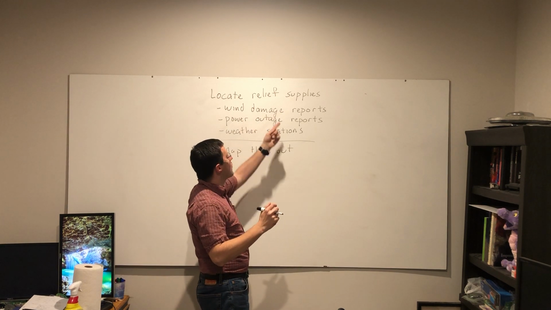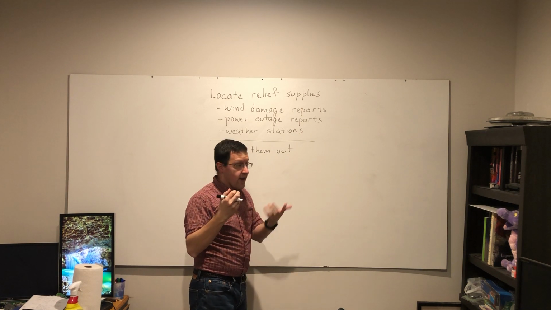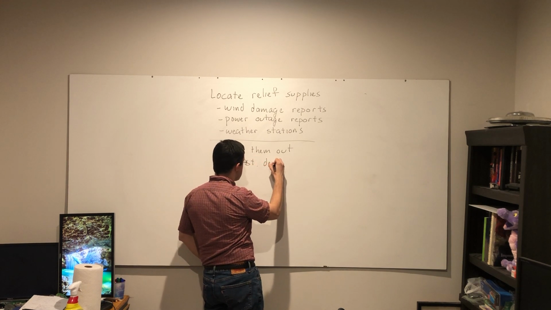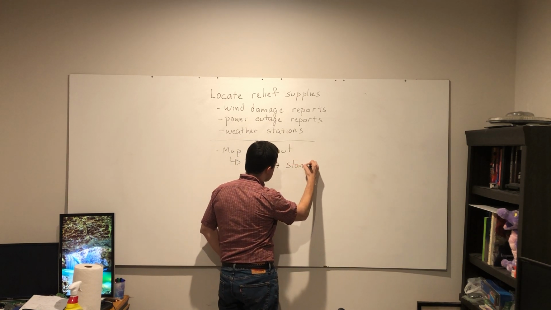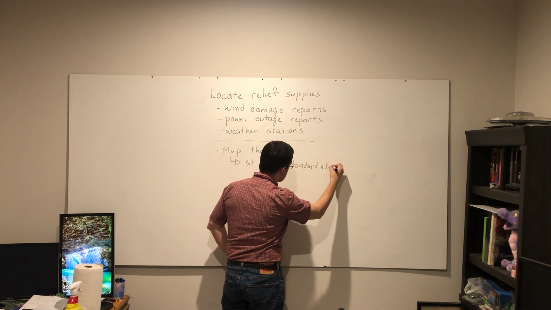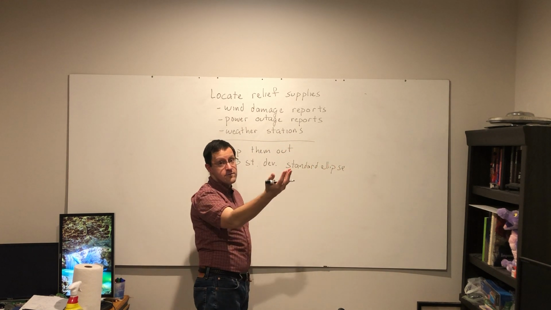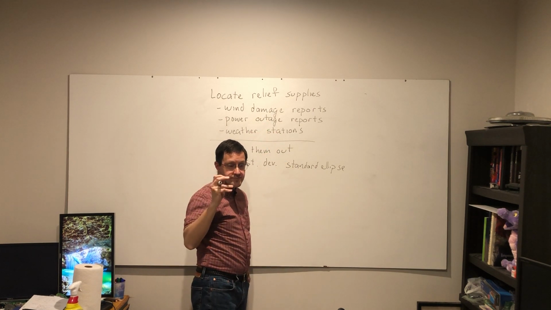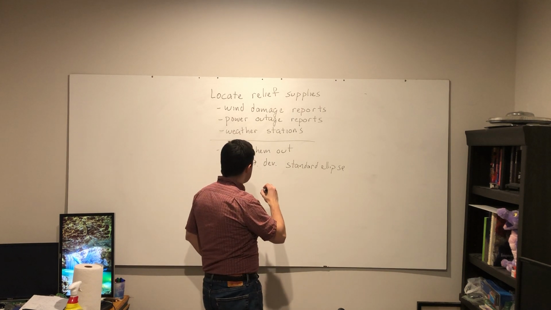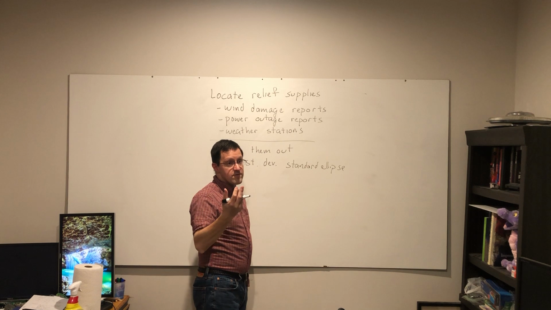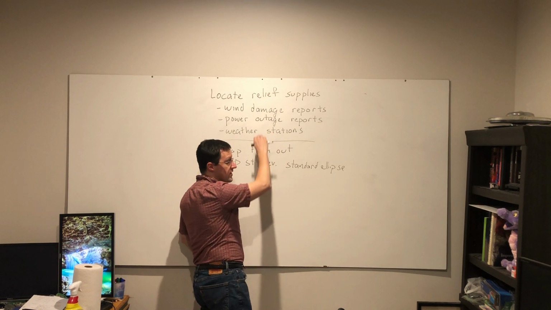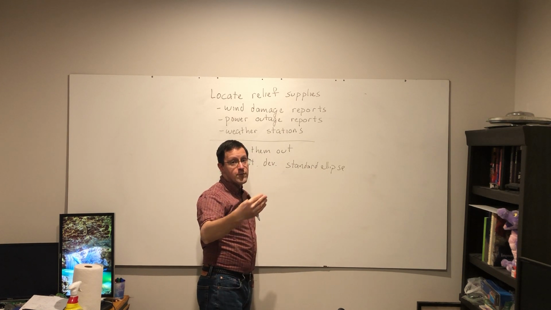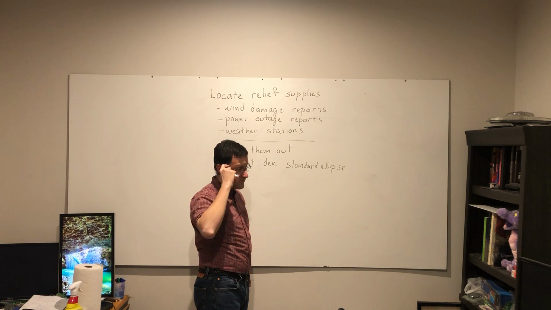Where are the wind damage reports? Maybe do a standard ellipse of the wind damage, or of the power outages. We could find the average number of people affected for each of the power outages, or the average number of people in each county affected by power outages.